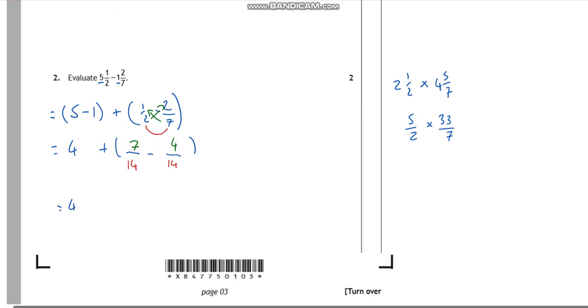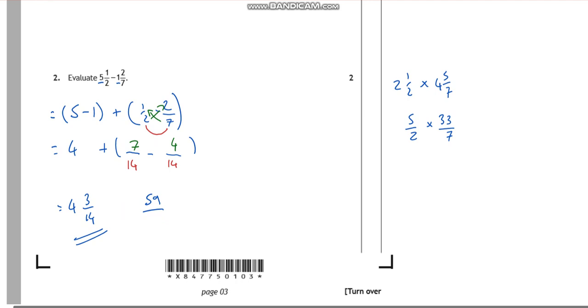So that's going to give me 4 and 3 14ths. So I can't simplify this any, because that's a prime number, so that won't go down any further. You could have left it as a top-heavy fraction if you wanted. It would be 59 over 14, so you'd be allowed to say 59 over 14. That's not wrong at all.